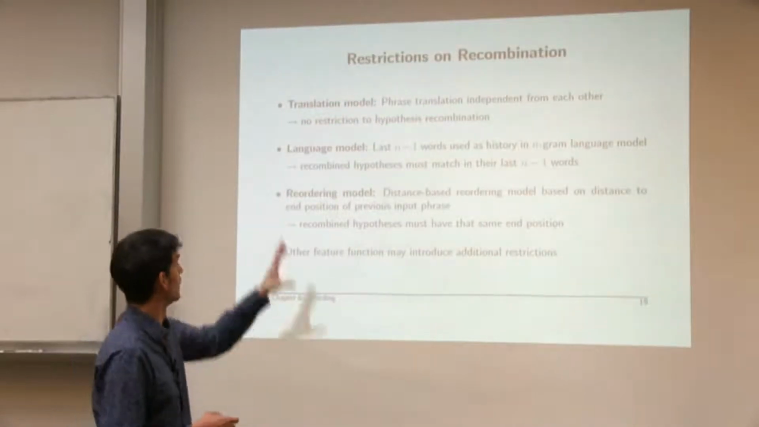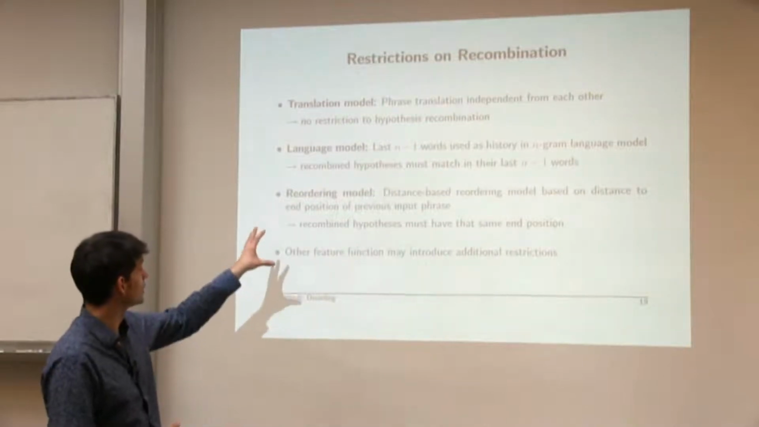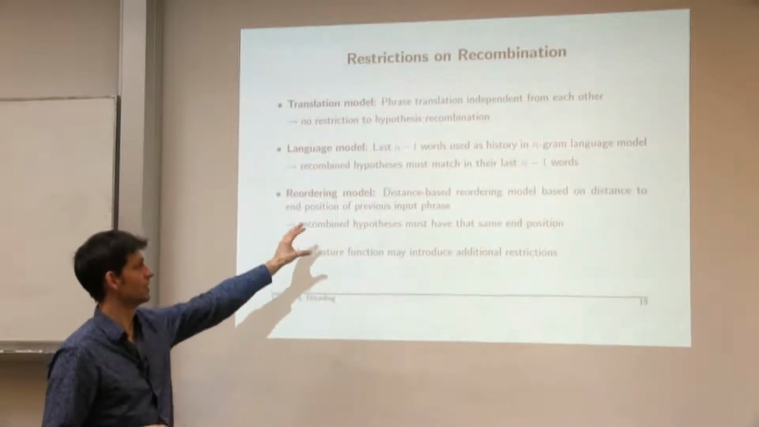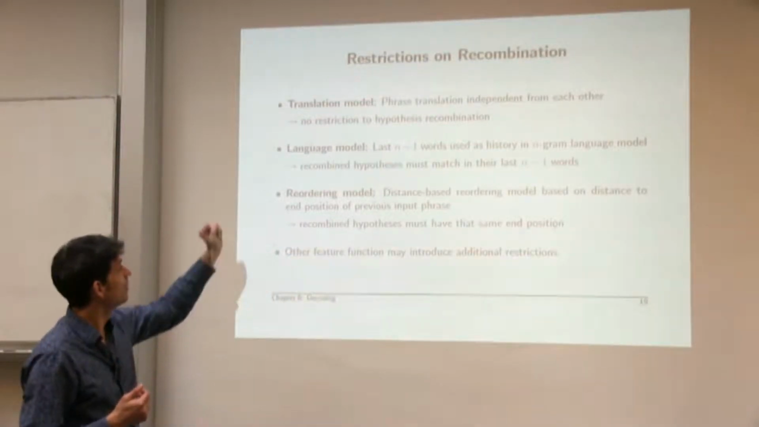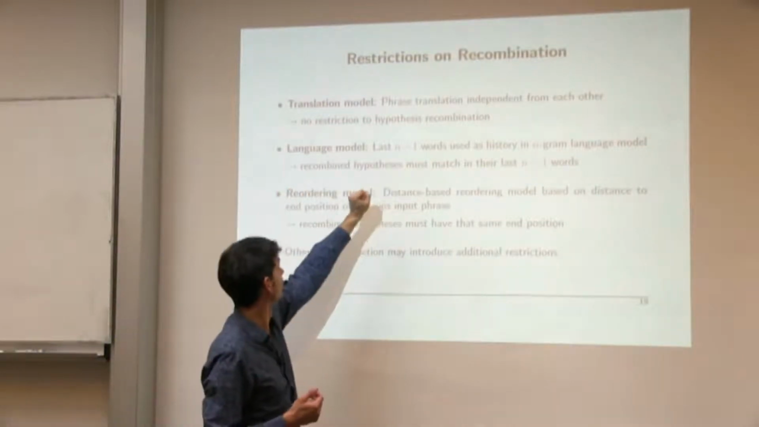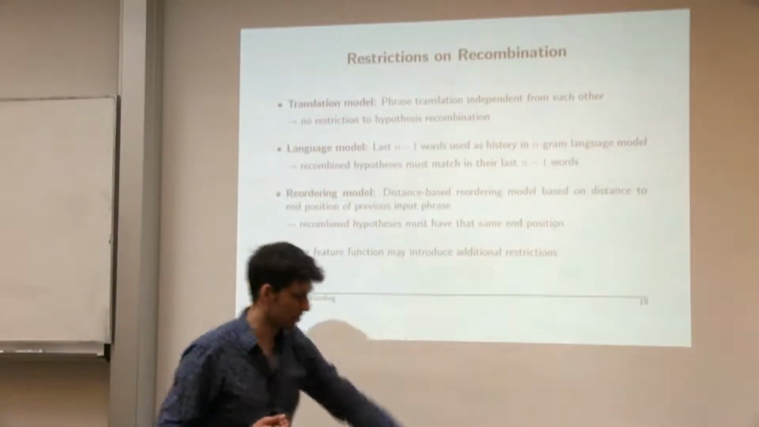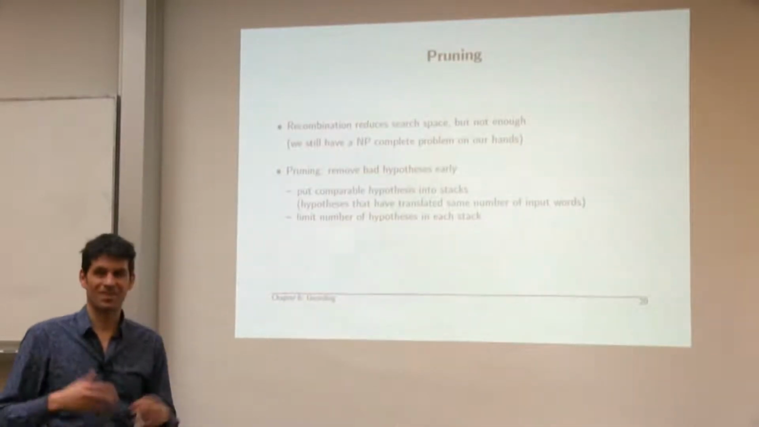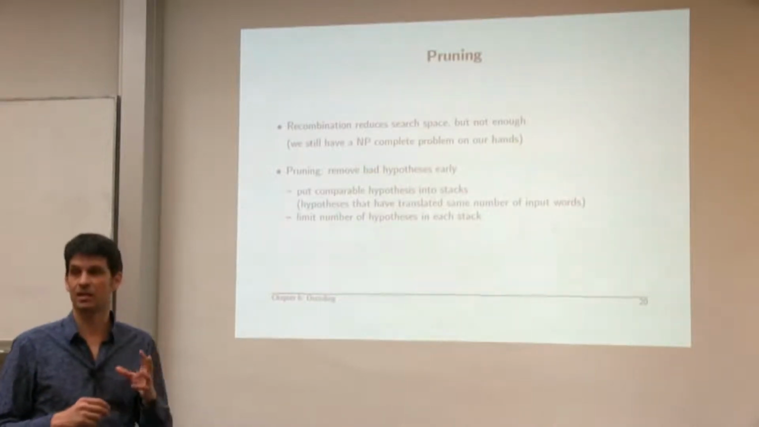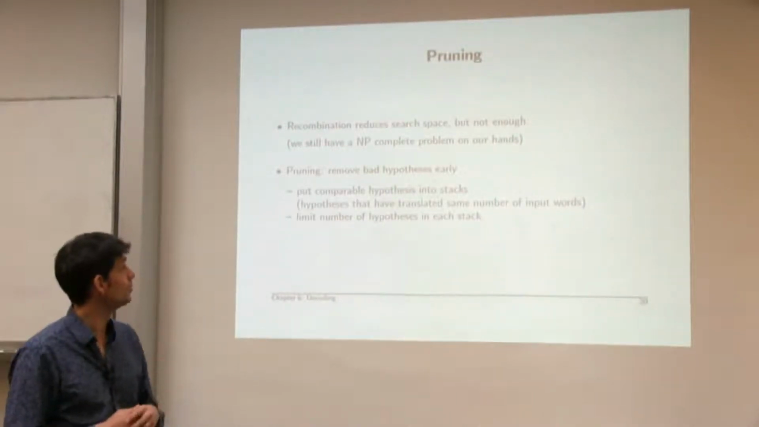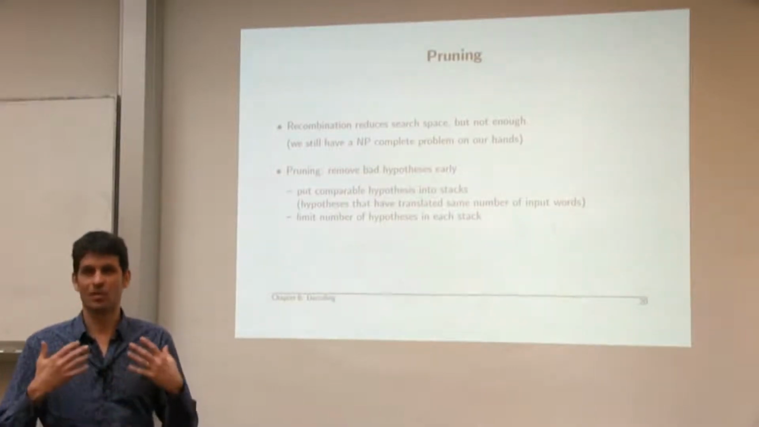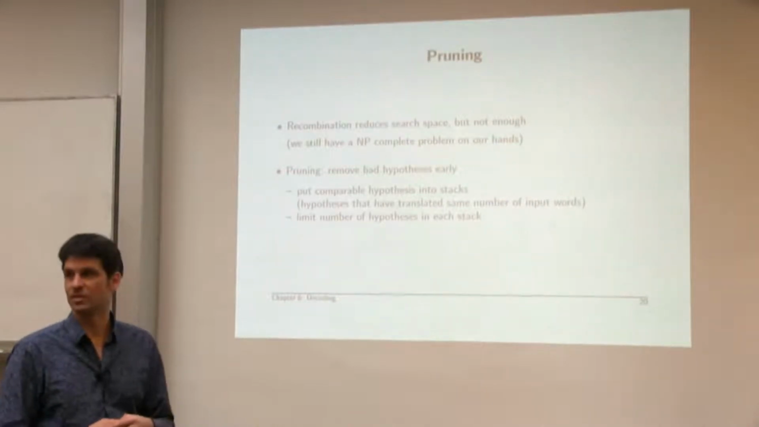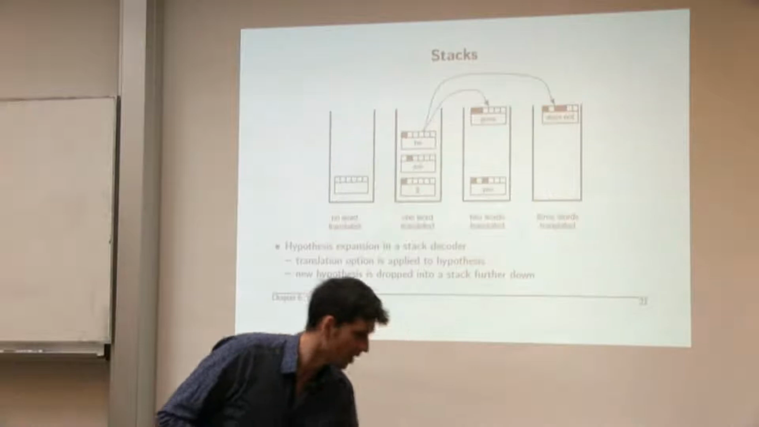And that is explained here. Also, obviously, the reordering model has to be considered. So here is the condition on the reordering model. Here is the condition coming from the language model, and the translation model does not impose any restrictions on hypothesis recombination. But this reduction of search space is still not sufficient. What we have to do is some early pruning. We have to drop less likely partial hypotheses before we are finished. So how does that work?